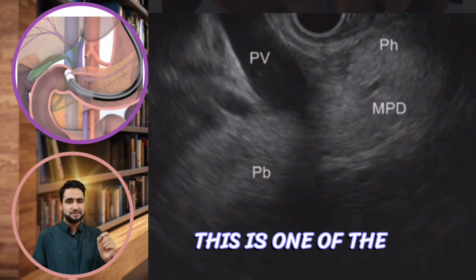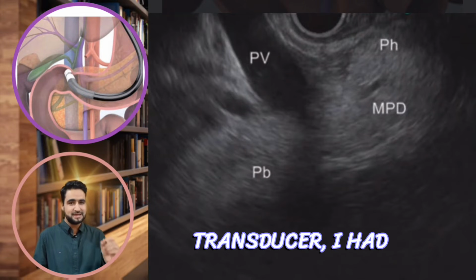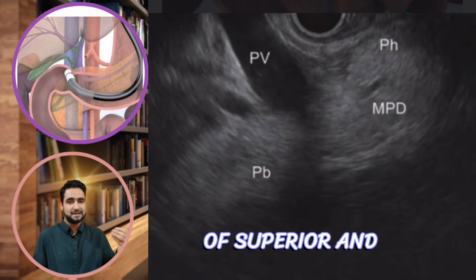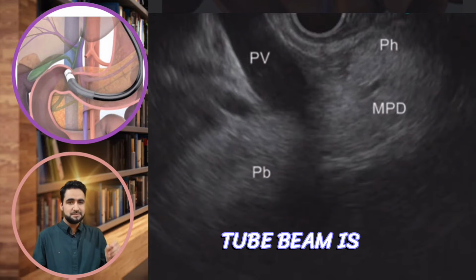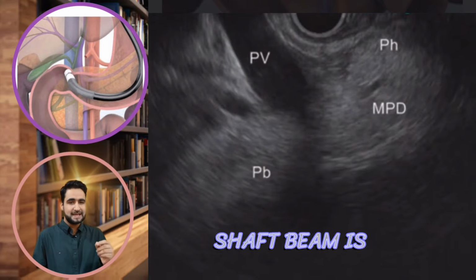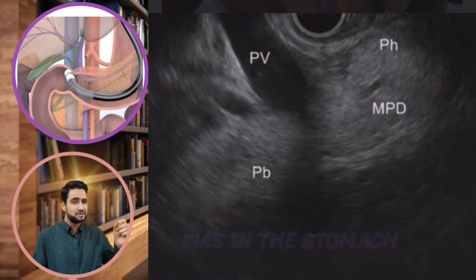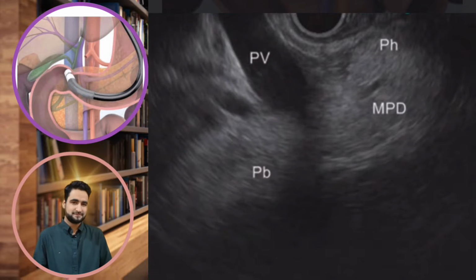This is one of the reasons while I was naming different parts of transducer, I had used tip beam and shaft beam instead of superior and inferior beams. Because in the duodenal bulb, tip beam is superiorly and shaft beam is inferiorly, which is not the case while the scope was in the stomach. This would have created confusion.